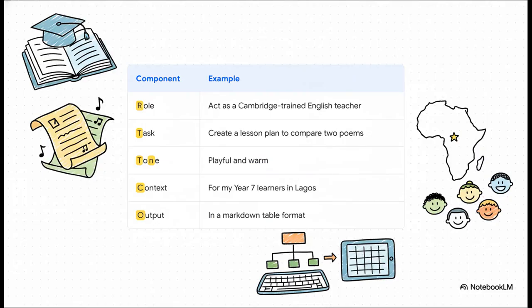Okay, let's see this formula in action, because this is where the magic happens. Instead of just saying, make me a lesson plan, which is super vague, we use the formula. For role, we're not just talking to a generic bot, we're telling it to be a Cambridge-trained English teacher. For task, we give it a clear job: create a lesson plan to compare 2 poems. For tone, we want it playful and warm. The context is crucial. It's for my Year 7 learners in Lagos, and the output, a markdown table. That level of detail is what gets you a great result.